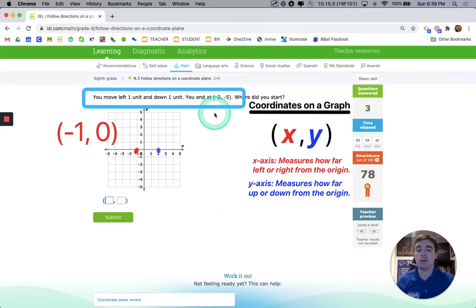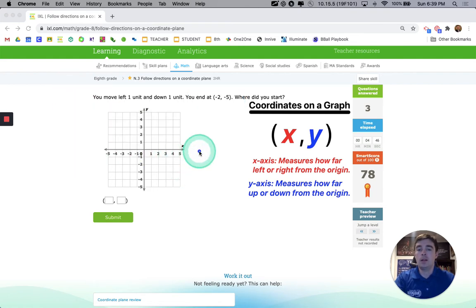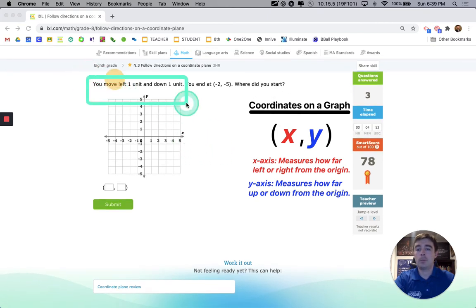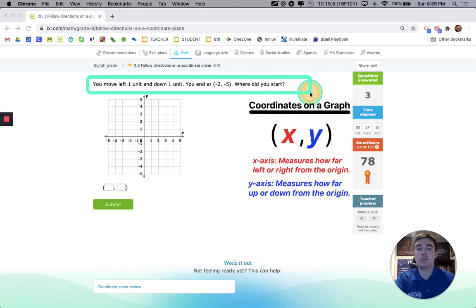Okay, now as these get more challenging, let me re-clean the screen. Our next question says, you move left by 1 unit, we'll put a blue box around this question, and then you move down by 1 unit. You end at -2 and -5. Where did you start? So this time, if you're reading carefully, you'll see the tricky thing. They don't tell you where you started, they tell you where you end at.